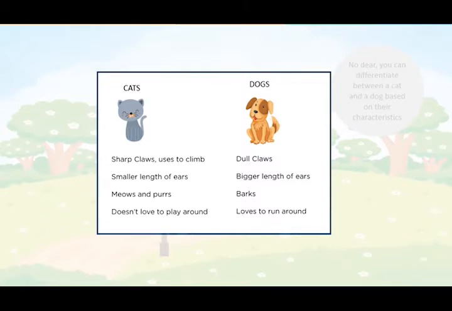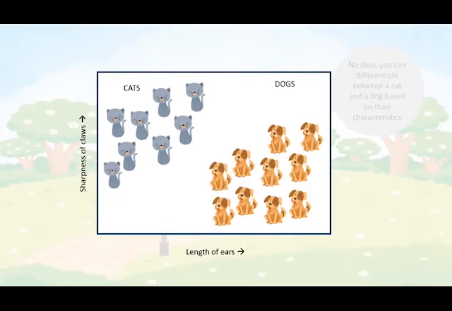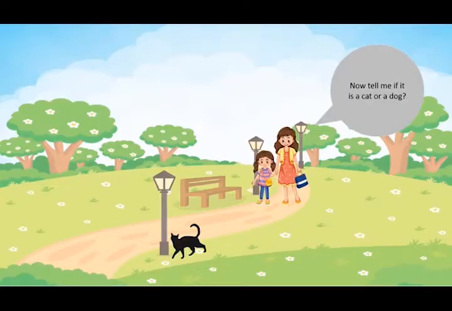You usually don't see a cat running around people, although I do have a cat that does that, where dogs do. And we can evaluate how sharp their claws are, and we can evaluate the length of the ears, and we can usually sort out cats from dogs based on even those two characteristics. Now tell me if it is a cat or a dog. An odd question. Usually little kids know cats and dogs by now, unless they live in a place where there are not many cats or dogs.